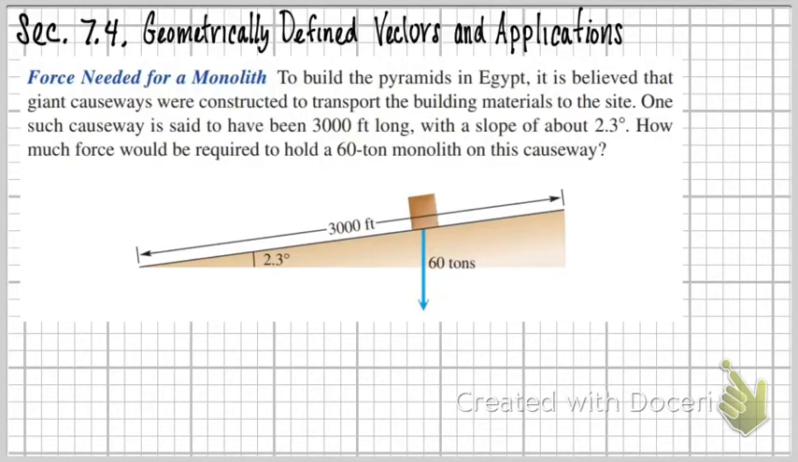So here we go. Let's take a look at this problem now. Force needed for a monolith. To build the pyramids in Egypt, it is believed that giant causeways were constructed to transport the building materials to the site. One such causeway is said to have been 3,000 feet long, with a slope of about 2.3%. How much force would be required to hold a 60-ton monolith on the causeway?